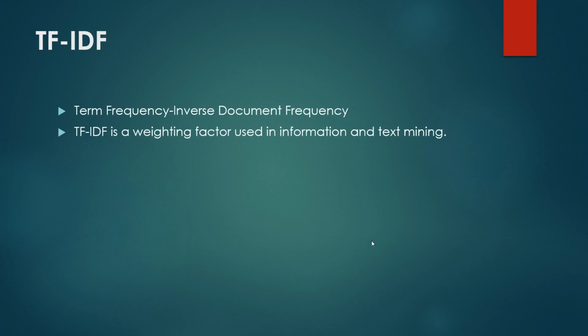So here is something about TF-IDF. The weight factor is used in information retrieval and text mining. It represents a numeric statistic which reflects how important a word is to a document in a collection or corpus. The TF means the term frequency, a value that represents how often a particular word appears in a document. The higher the value, the more important the word is in the document.